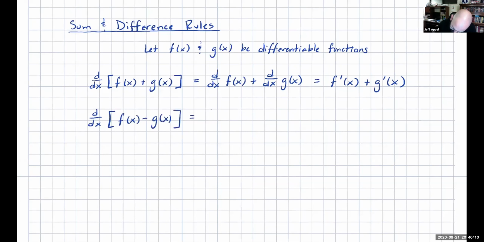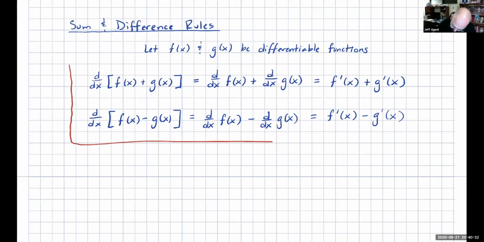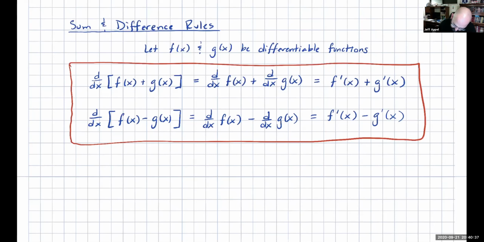This is going to be the derivative of f of x, and then minus the derivative of g of x. And this is just f prime minus g prime. Okay, so these two are probably very obvious, right? Because we had very similar rules when we dealt with limits.